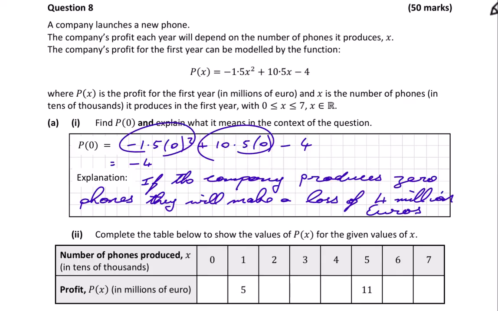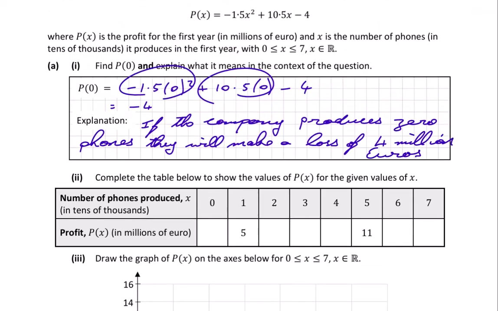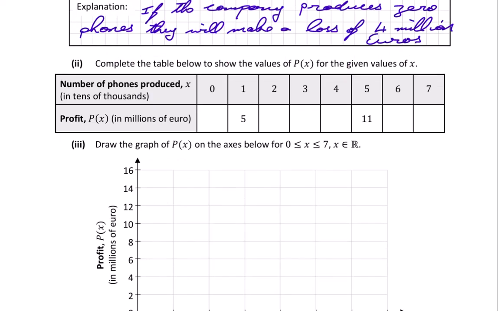Okay, next question then. Complete the table below to show the values of p of x for the given values of x. So all you've really got to do here is take 0, put it in here, take 1, put it in, that's already done. Put 2, 3, 4, 6 and 7 in instead of x and work out the values. So I have done that, and the values that I got are, if I put in 0, we got minus 4. If we put in 2, we get 11. Put in 3, you get 14. 4 is 14. 6 is 5, and 7 is minus 4.